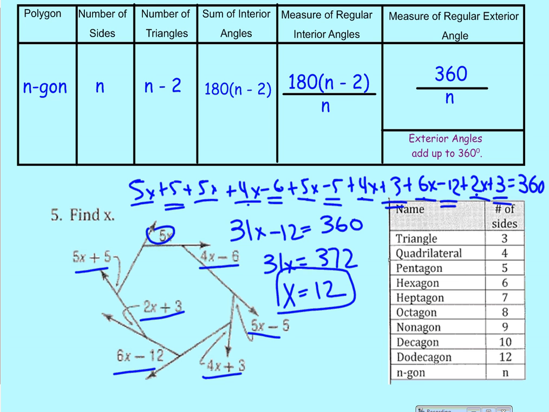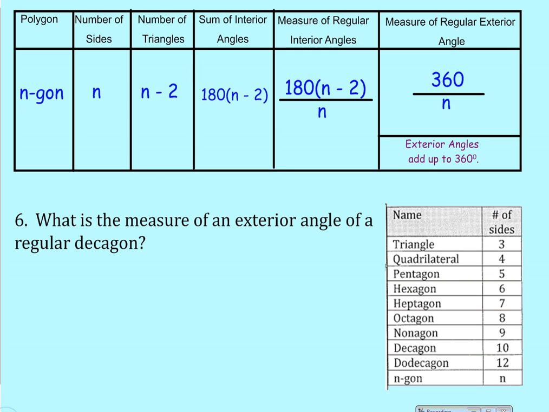Do you see how about 85% of this battle is in the setup? Once you get the setup, then life becomes easy, but you've got to kind of recognize the situation that you've got. All right, what is the measure of an exterior angle of a regular decagon? So a decagon's got 10 sides, so that's going to be real easy. 360 divided by 10, the exterior angle measure is going to be 36 degrees.